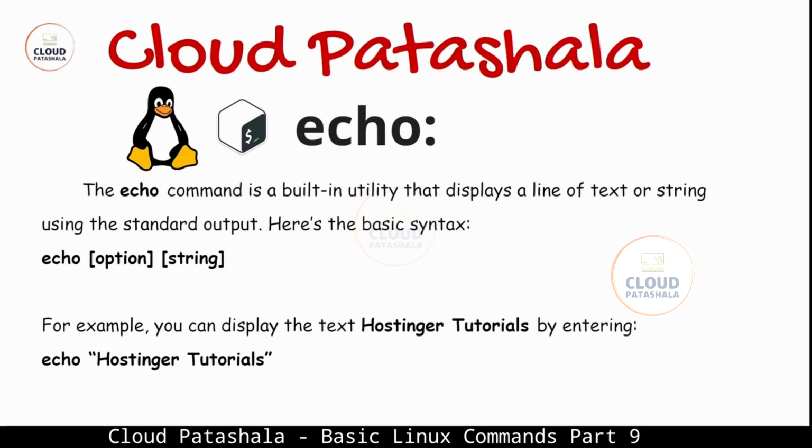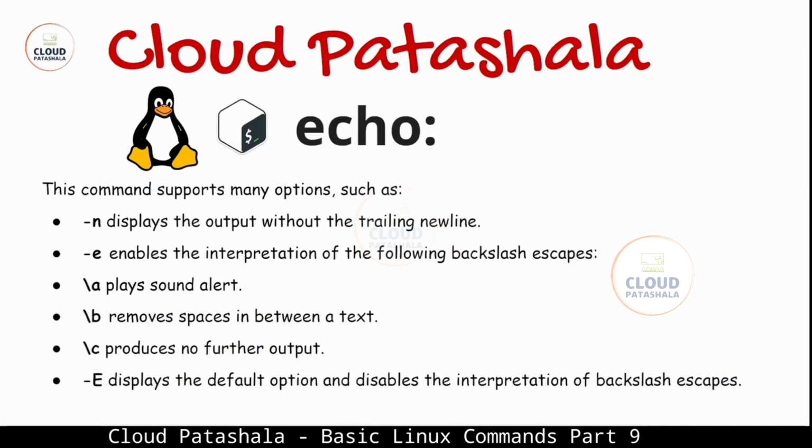So for example, if we have to display something like hosting a tutorial, we would give an echo and that would come out as it is. The option that we would be using is -n, that displays the output without trailing new line. -e enables the interpretation of the following backslash escapes. \a plays an alert sound. \b removes spaces in between the text. \c produces no further output, and uppercase -E displays the default options and disables the interpretation of the backslash escapes.